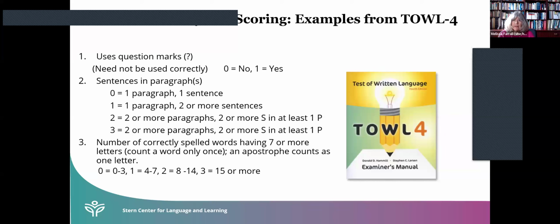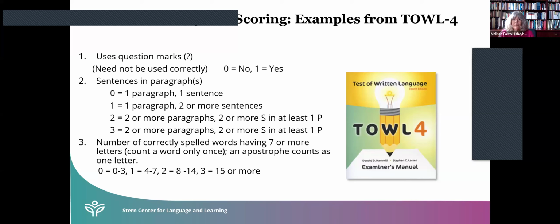The Test of Written Language consists of 2 parts, and there's a part that asks you to do a lot of analytical scoring. You look at a sentence or passages and then answer questions. For example, does the child use question marks? A no would be 0 points, and a yes would be 1 point. But interestingly enough, on the TOWL, they tell you it doesn't have to be used correctly, which I find kind of interesting. If a question mark is there, it gets credit, but even if it's used wrongly, like placed in the middle of a sentence or upside down, just the fact that it's there gives you credit.